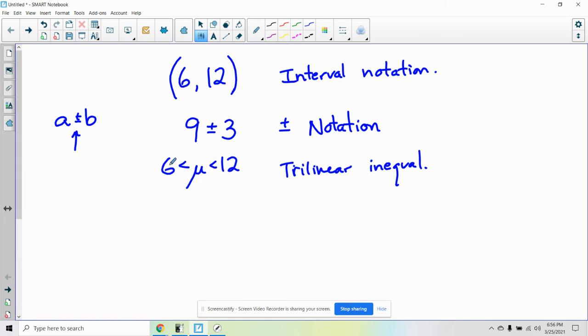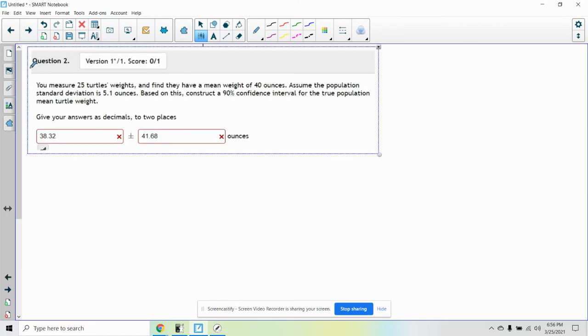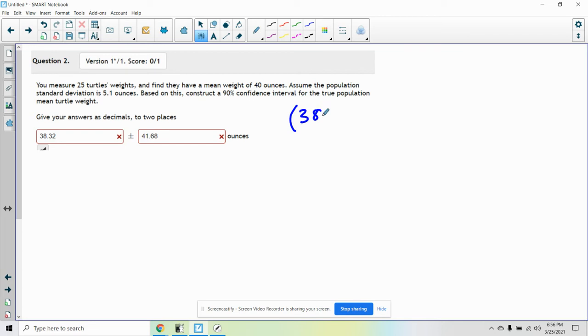All right. So looking at the first problem you sent me, it wants this to be written not as an interval. If it said write it as an interval, your answer of 38.32, comma, 41.68 will be perfect. Okay? But that's not what they want. They want to use this plus minus notation. So the first thing you have to do is figure out what number is right between these two numbers. Well, that's going to be your sample mean or your population mean.